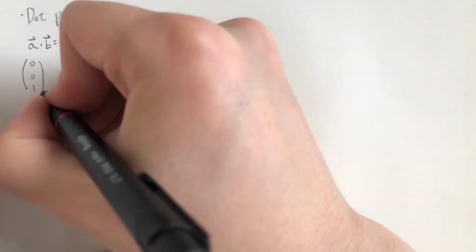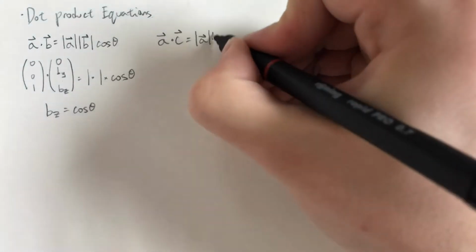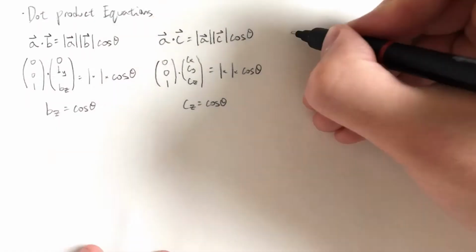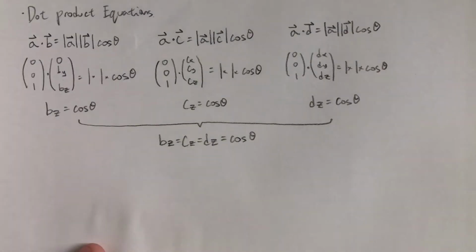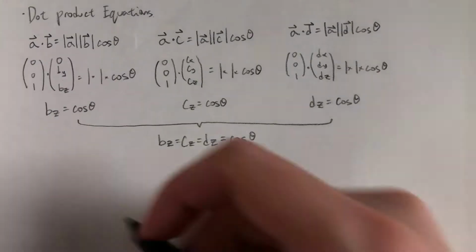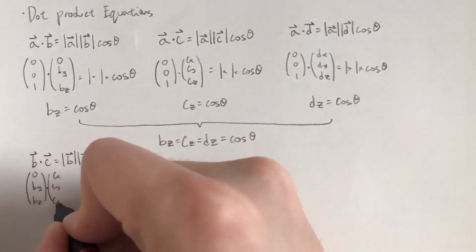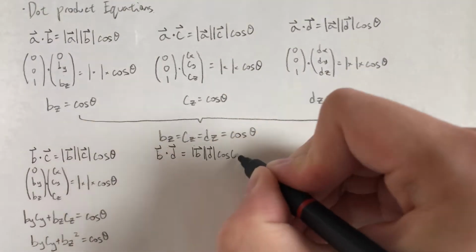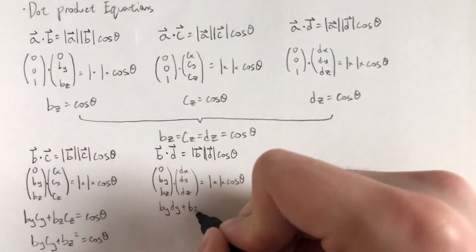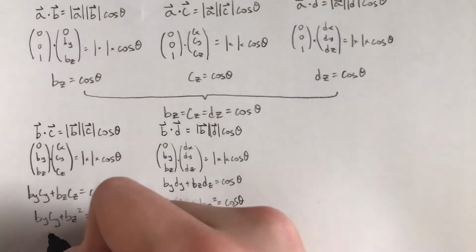By taking the dot products between vector A and vectors B, C, and D, we deduce that the z components of B, C, and D are equivalent, since we assumed that theta is equivalent between all vectors. Taking the dot products between vectors B and C and vectors B and D show us that the y components of C and D are equivalent by inspection.